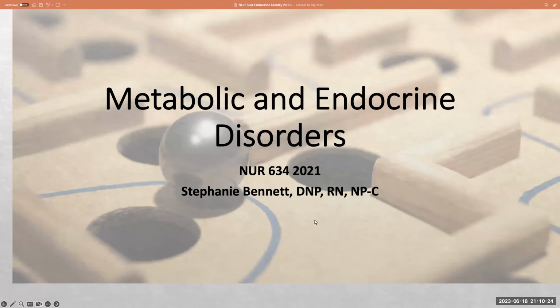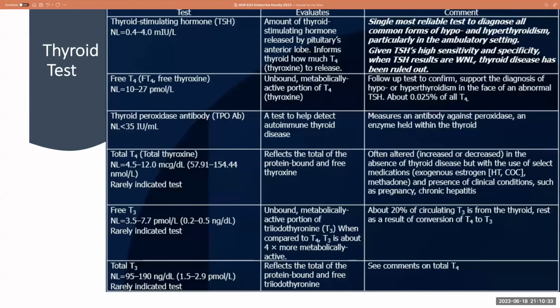Hi, class. We're going to be talking about metabolic and endocrine disorders today. We're going to start with thyroid. Let's talk about some thyroid tests just to get your mind going in this way.